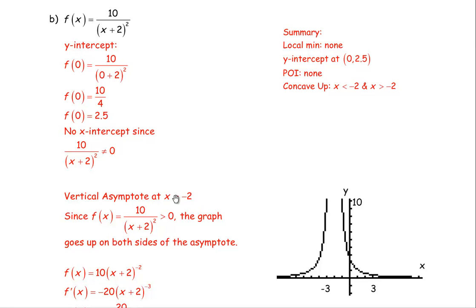There's a vertical asymptote at -2 because that's the value that makes the denominator have a value of 0, so the function is undefined. So if we were to draw it on the graph here, it would look like that. There's the vertical asymptote. Now, because the denominator x plus 2 is squared, it doesn't matter whether you're approaching from the left side or from the right side. The denominator is always going to be positive because we're squaring it. So the graph goes up on both sides. So it will go up on this side and also up on this side as well.